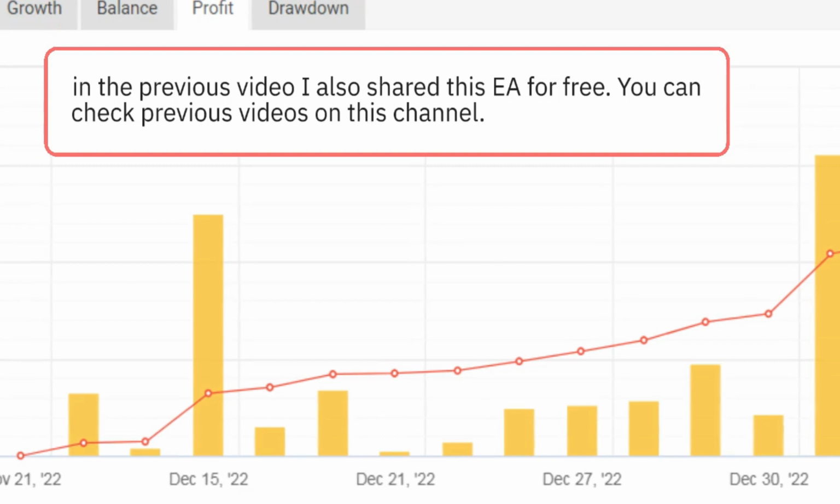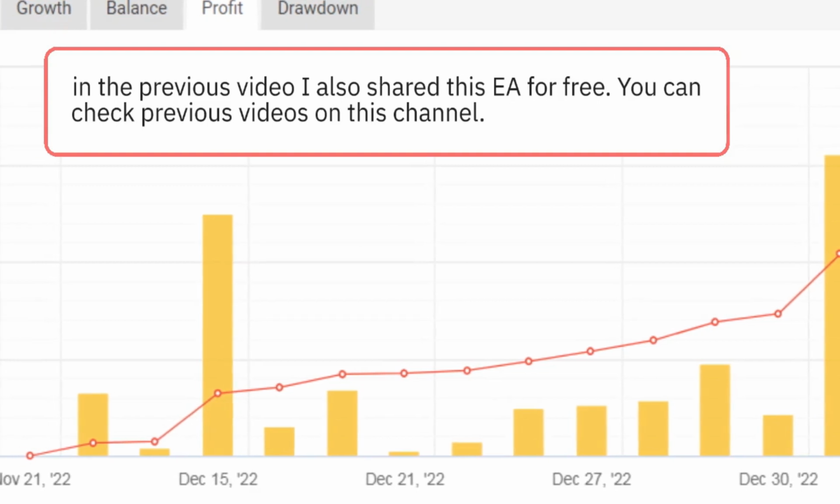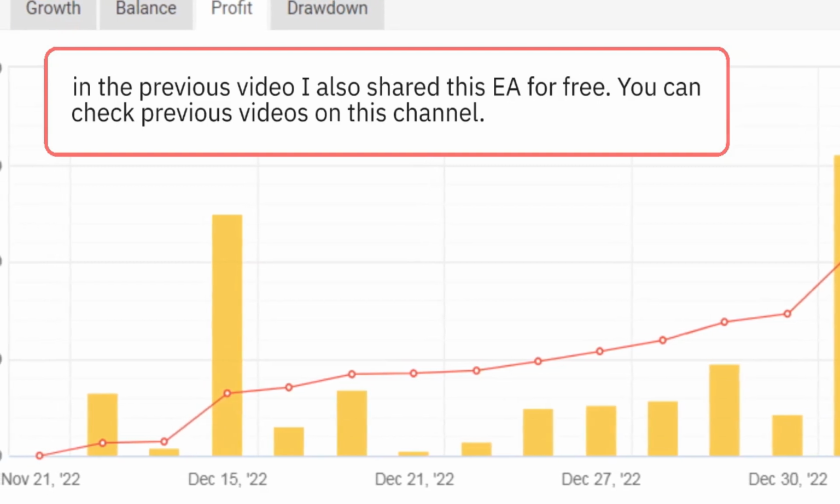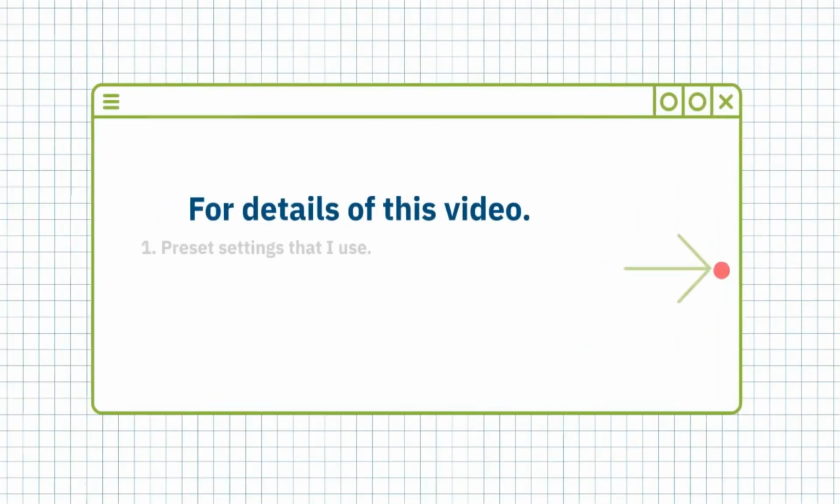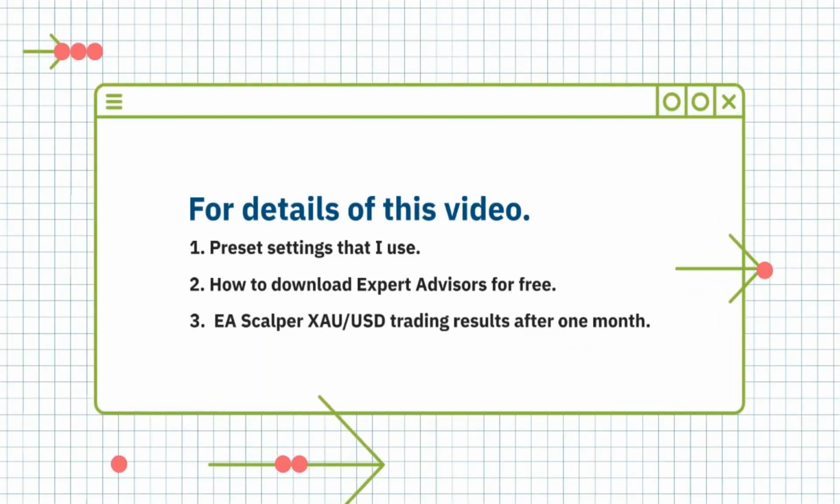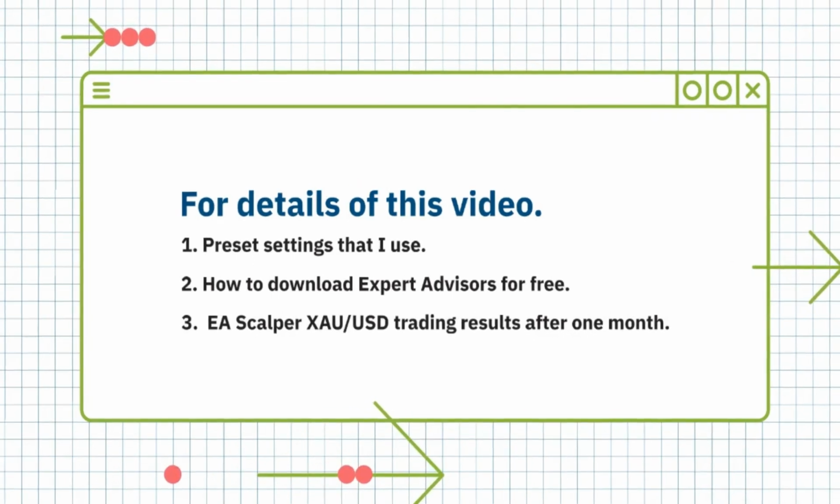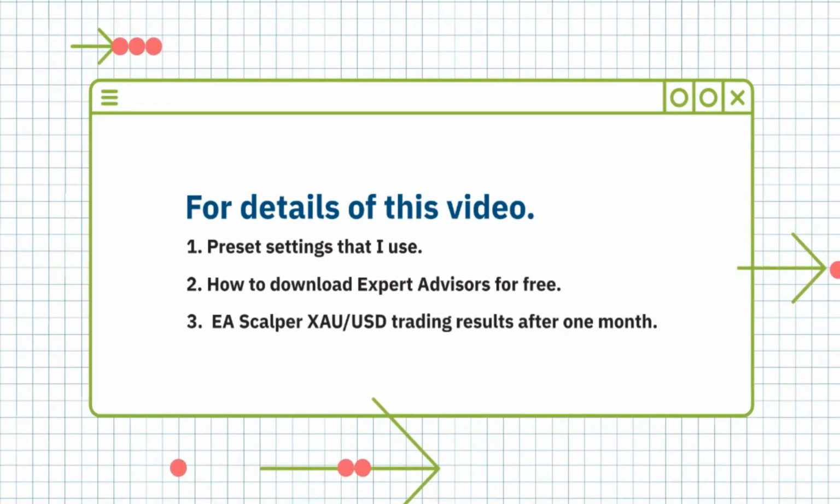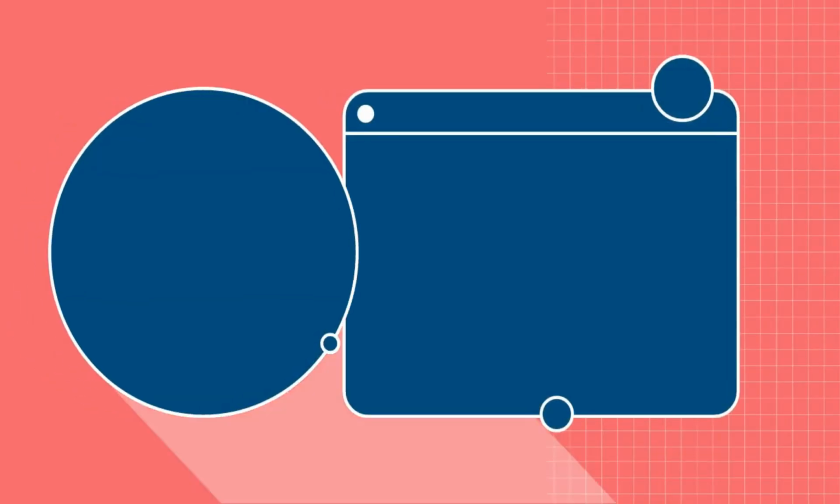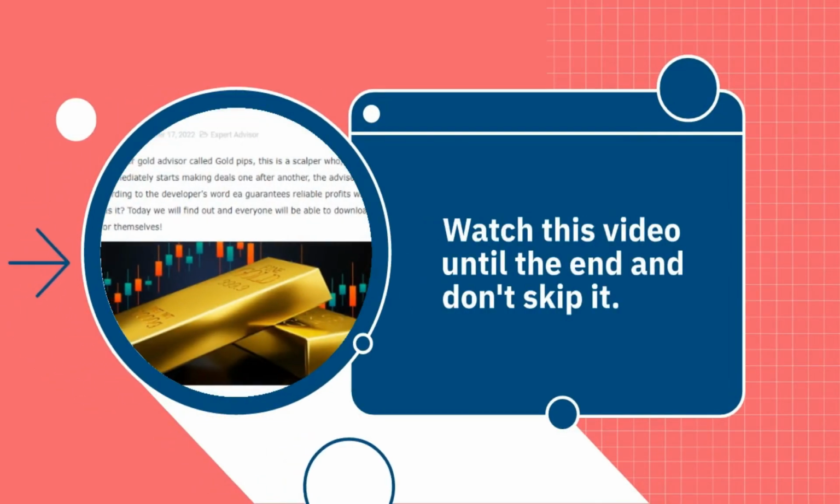In the previous video I also shared this EA for free. You can check previous videos on this channel. For details of this video: preset settings that I use, how to download Expert Advisors for free, and EA Scalper gold ounce per US dollar trading results after 1 month. Watch this video until the end and don't skip it.